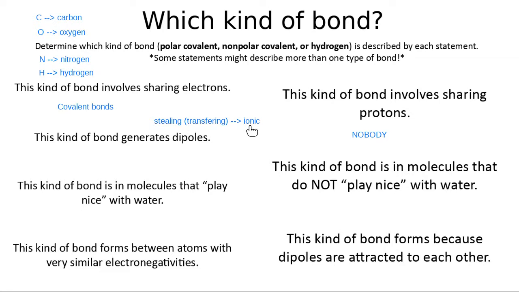That means somebody becomes positive and somebody becomes negative. But again, it still always comes back to electrons. It is always electrons that we're either sharing or stealing.